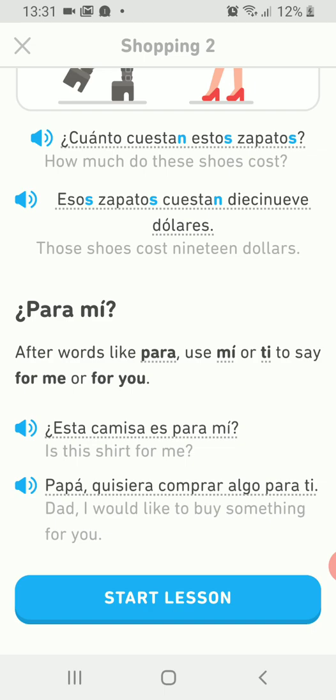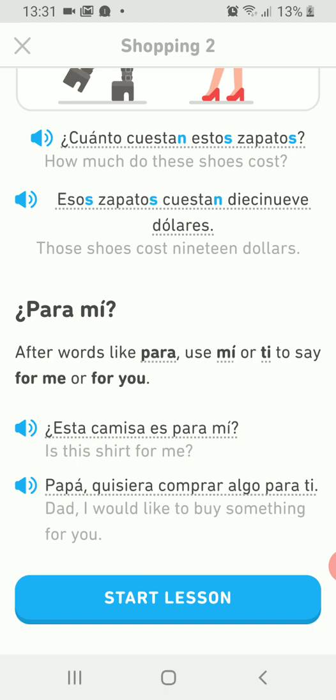We have to raise our intonation at the end since it's a question. So, is this shirt for me? Esta camisa es para mí. Now, papá, quisiera comprar algo para ti. What does that mean? Dad, I would like to buy something for you. And algo, we know it's something, para ti is for you.